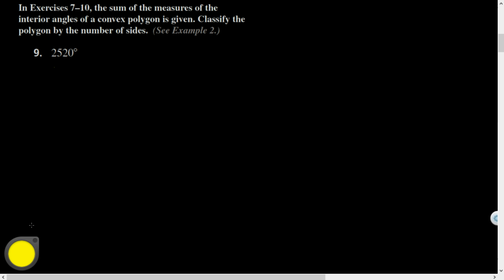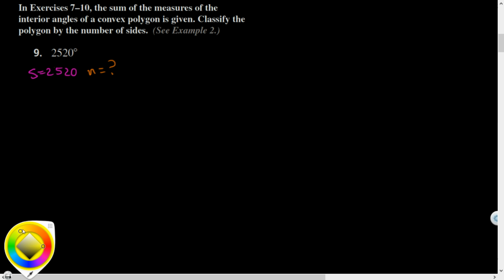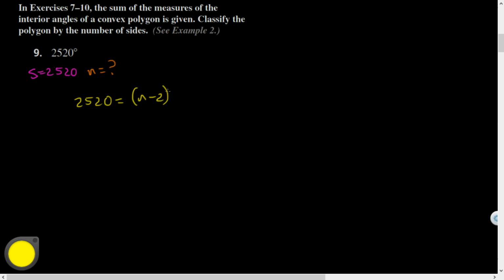So that's just a straight use of the formula, but as algebraicians and not just geometricians, we also like to use formulas backwards. So it says, if the sum of the measures of the interior angles is given, classify the polygon by the number of sides. So in this case, I know I'm looking for n, right? I don't know the number of sides, and I happen to know the sum is 2520. So I'm going to plug that into the same formula. So 2520 sum this time, equals n minus 2 times 180. And I'm going to now solve this for n.